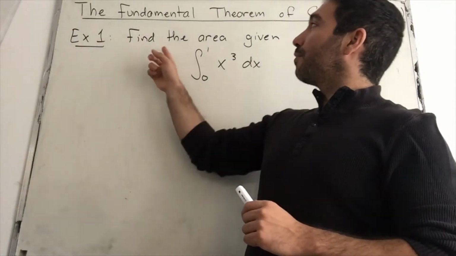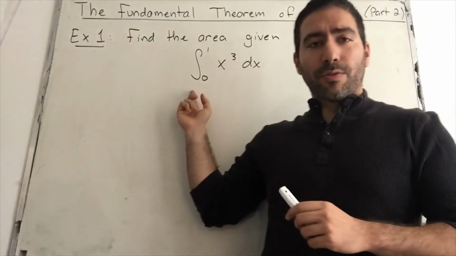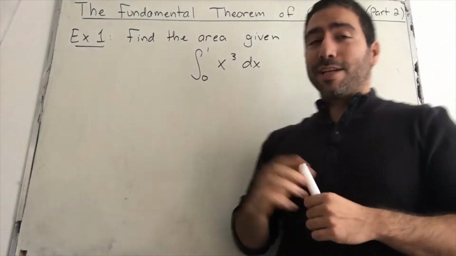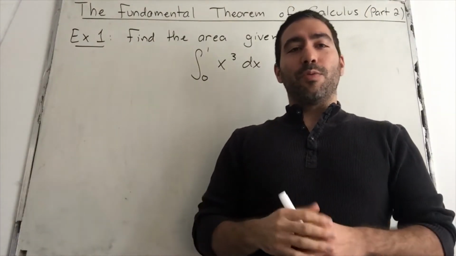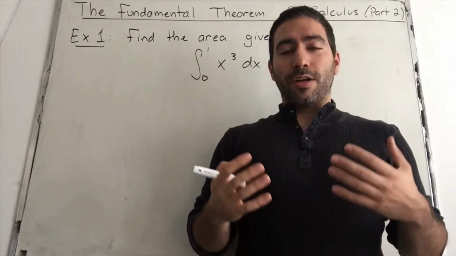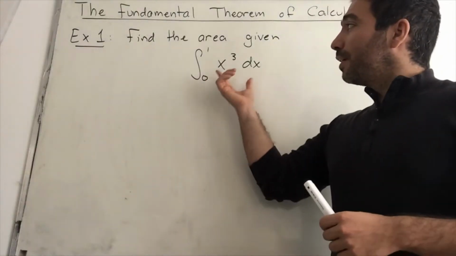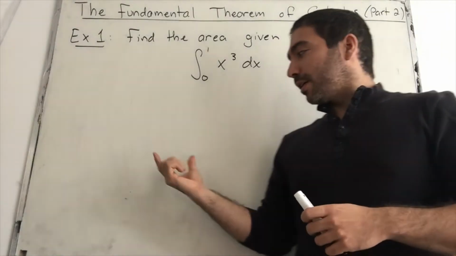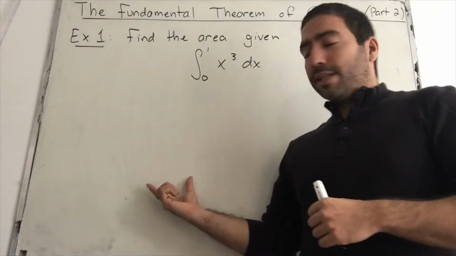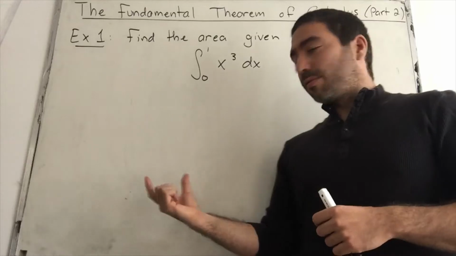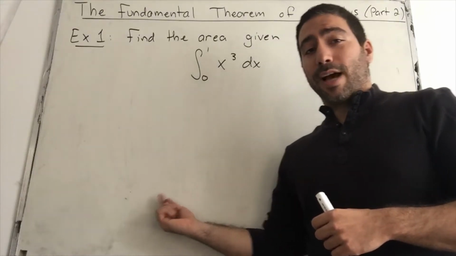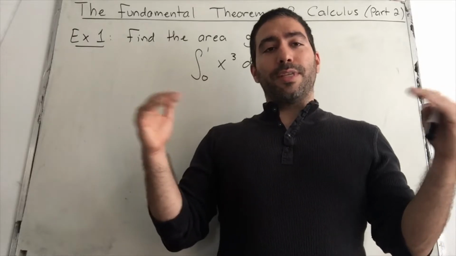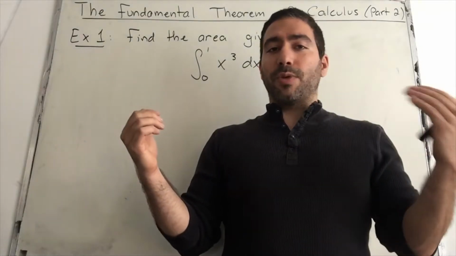The first example over here, we have to find the area given this integral, the integral from 0 to 1 of x cubed dx. If this looks familiar, that's because we actually solved this problem already. We solved this in the introduction video when we saw areas. We took the function x cubed, sketched it, and considered the area under the curve on the interval from 0 to 1. Then we reduced the interval to a half, so 0 to a half and then a half to 1. And then we found the upper bound and the lower bound of the area using the left endpoint and right endpoint method.